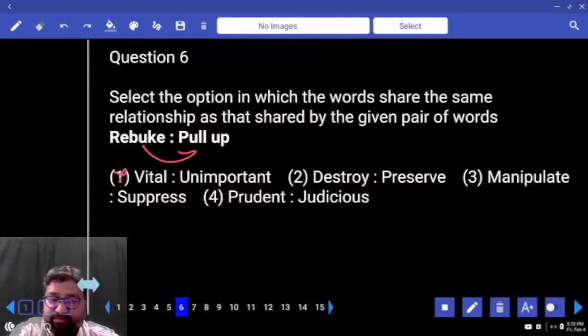Destroy, preserve no; manipulate, suppress no; prudent and judicious. Showing some care towards something is called prudent. Prudent and judicious. Is this clear? What's your answer? Option 4. And these come under the category of synonyms.